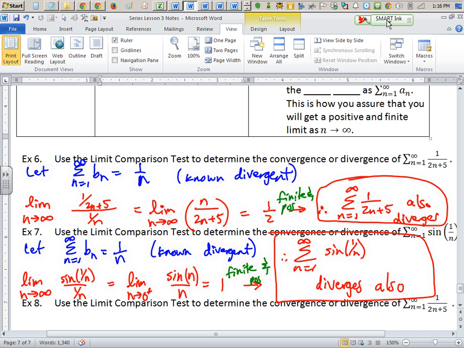Very cool. Let's look at the next one. Oh, the next one's a repeat. Sorry, we can scratch that one out. This is our last example, example 8.